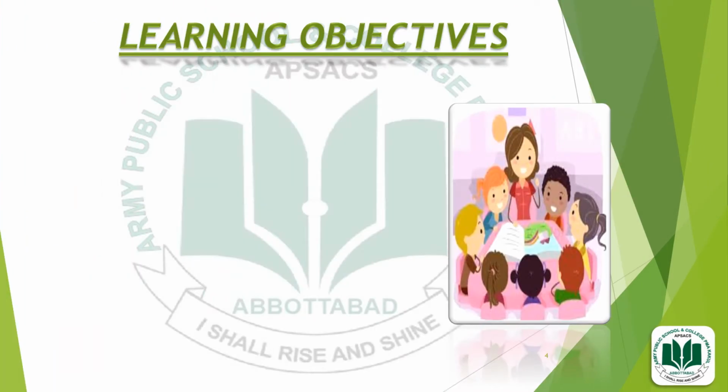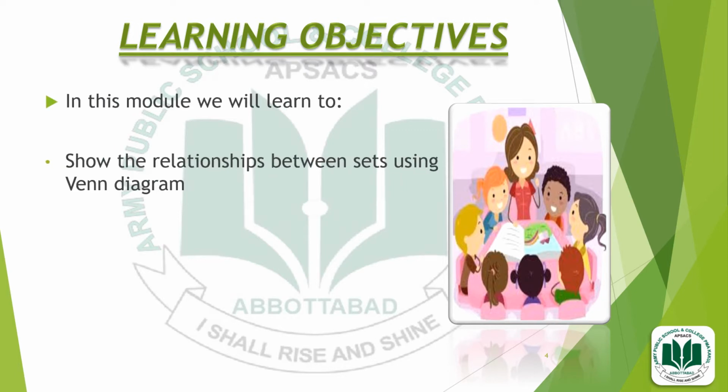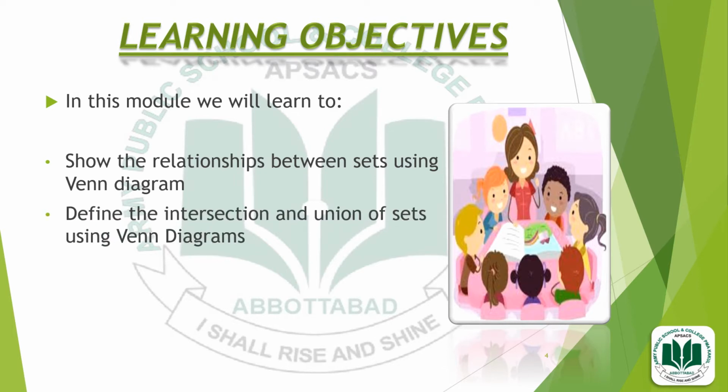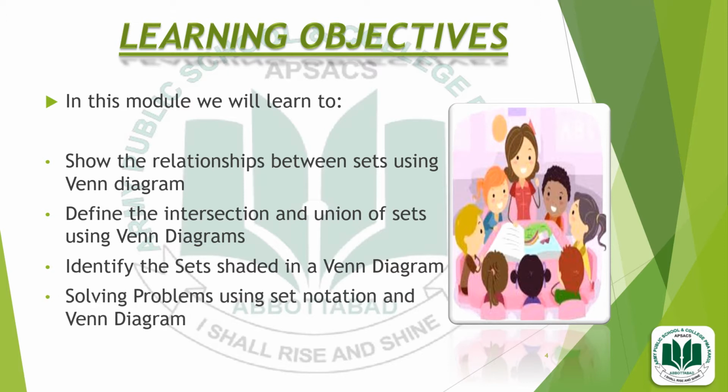Learning objectives. In this module, we will learn to show the relationships between sets using Venn diagram, define the intersection and union of sets using Venn diagram, identify the sets shaded in the Venn diagram or shade the region according to the operation given, and solve problems using set notation and Venn diagram.